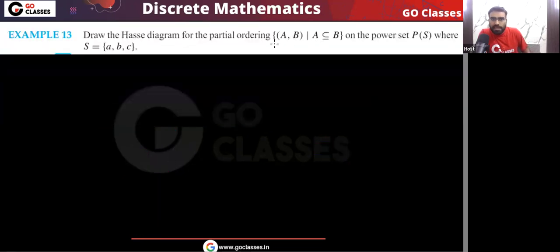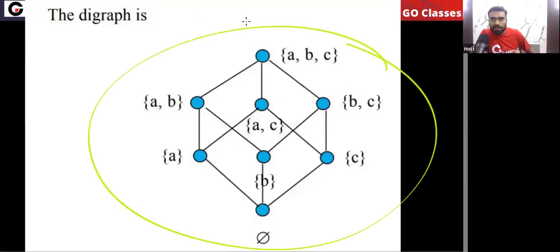Now let's create the hash diagram for the subset relation on this set. On the power set, the subset relation. So you can do that. I'm not doing it. You can do it. This will be your hash diagram.